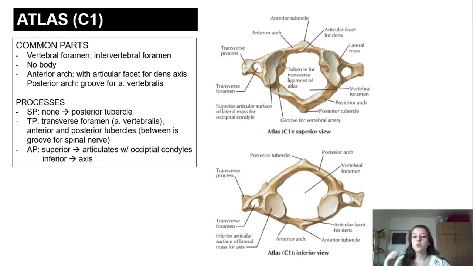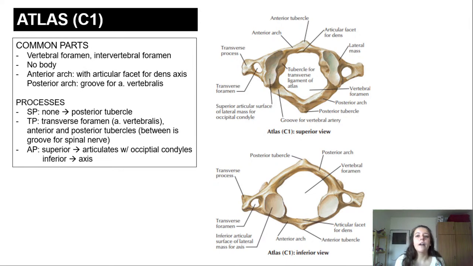And by visualization of the image you have in your head also, it's very difficult that you forget something. That's what I mean. So common parts. We see this massive hole here. This is the vertebral foramen. It is the spinal cord canal, to call it somehow. And when we join more than one vertebra, we're going to have the intervertebral foramen.